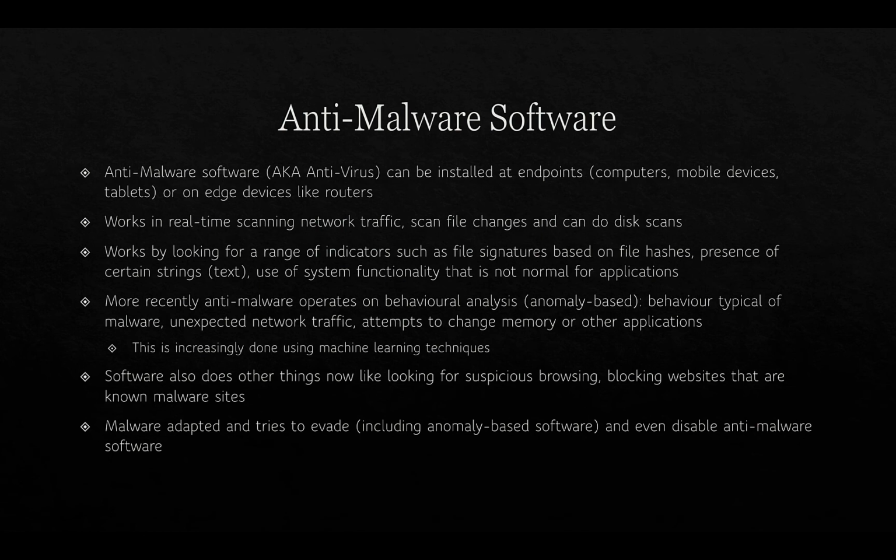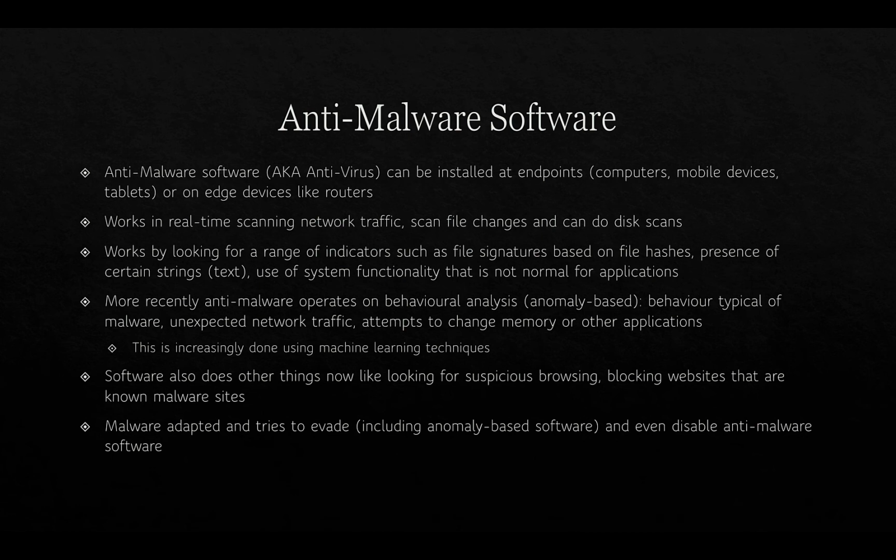But you also want to check for dynamic traffic, because essentially you can detect potential attacks before they've happened, or you can detect attacks that are happening whilst they're in progress. You can also look for anomalous traffic as well. So they work by looking for a range of indicators such as file signatures based on file hashes, presence of certain strings in the application, or looking at system functionality that is not normal for applications. So there's a difference between static and dynamic behavior.